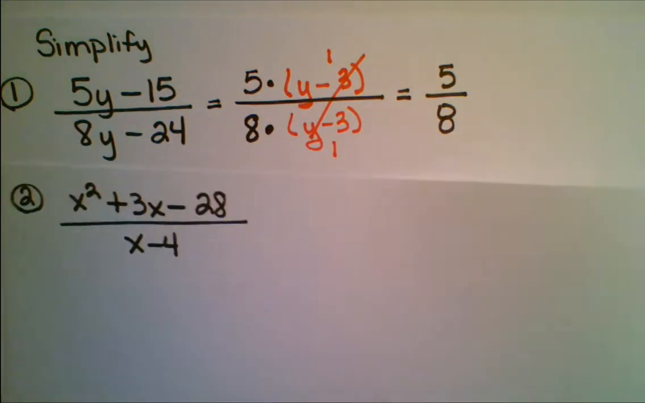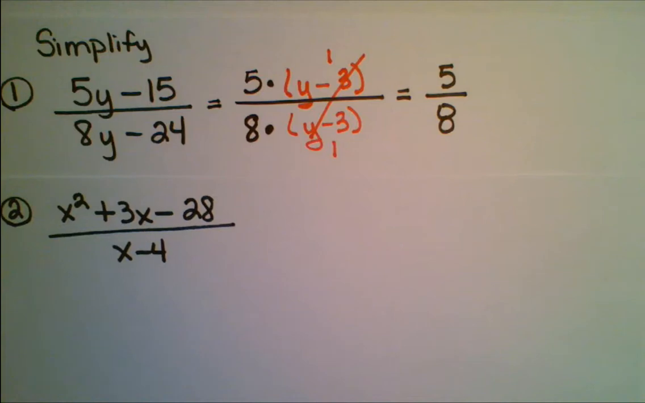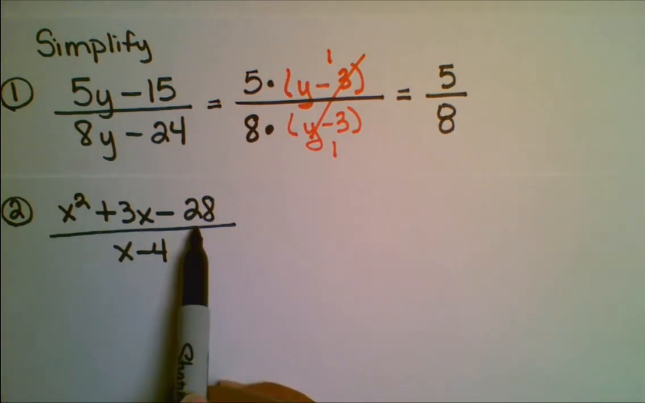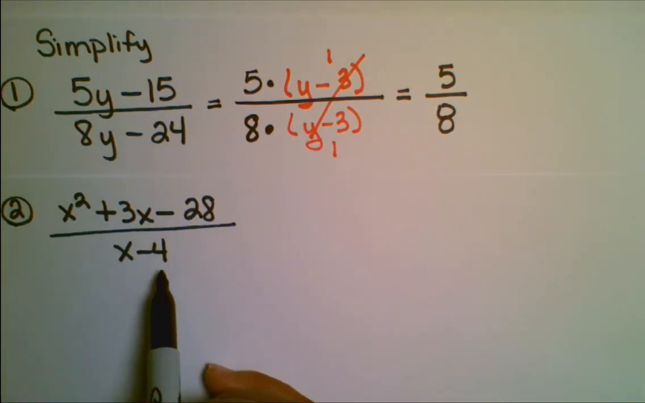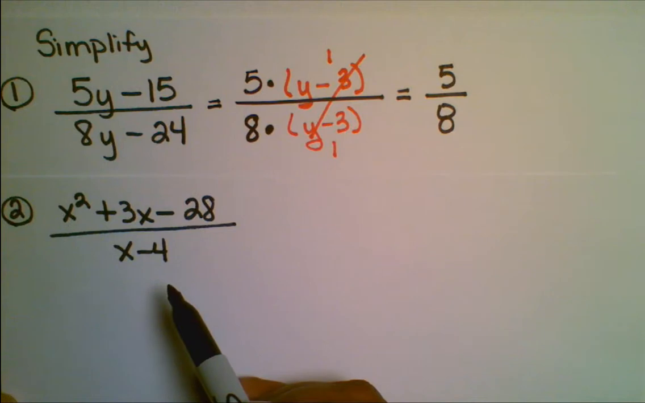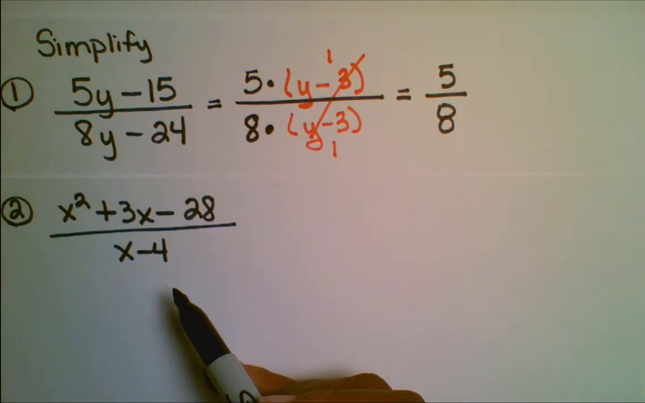Next, example number 2. We have here x squared plus 3x minus 28 all over x minus 4. We have a trinomial divided by a binomial. So to simplify this rational expression, we're going to factor. Factor, factor, factor. That's going to be so key for you to be successful in this area, in order for us to simplify, we factor.